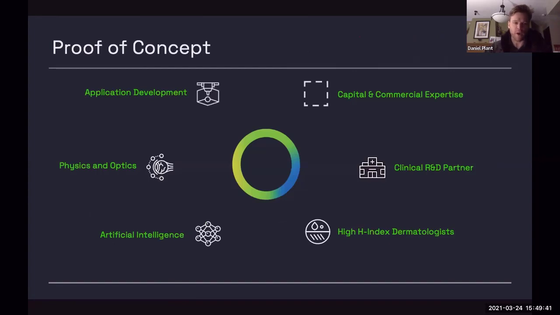So this is where we are. As Opsyn, we have expertise in application development, physics, optics, artificial intelligence. We have partners here in Canada that we have lined up, highly cited physicians in dermatology, high H-index dermatologists. They have a clinic that we have. We're looking for capital and some commercial expertise and additional hyperspectral medical expertise to join us to take this vision to the next step and do our initial proof of concept in clinic.